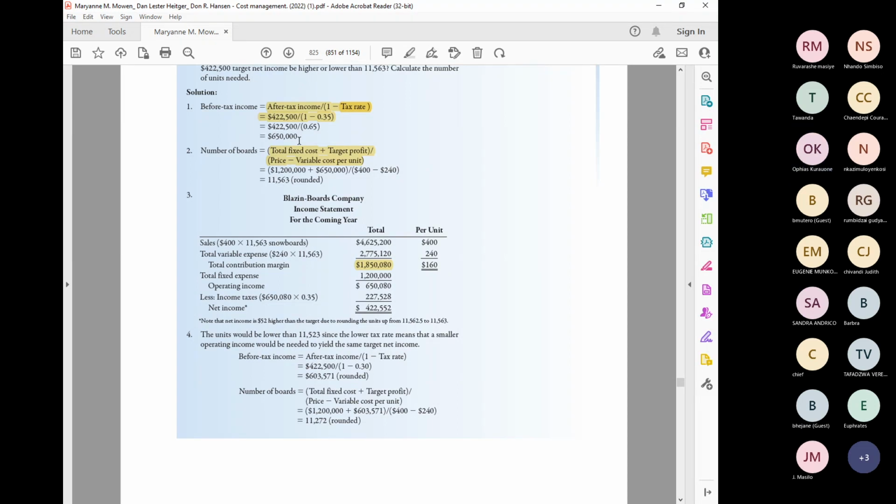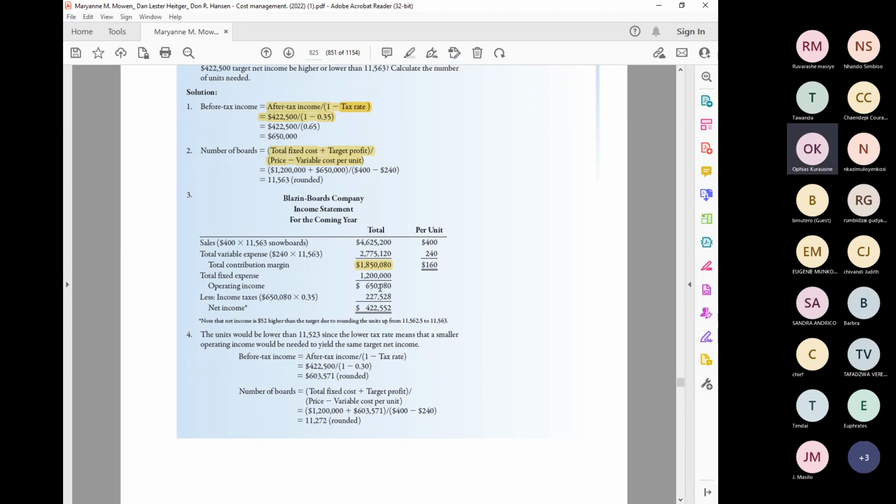650,000, sorry. Then 650,000, if we need a number of boards, we say fixed cost, that's 1,200,000 plus 150,000 divided by the contribution. The contribution is 500 minus 240, divided by the contribution. Then when it comes to this, we just multiply 400 times what? This one. Variable cost the same. Fixed cost does not get multiplied, it remains the same as 1,200,000. Then you get operating profit.